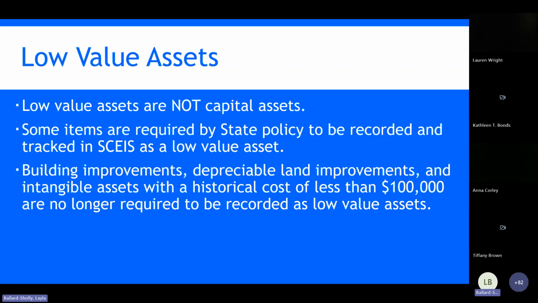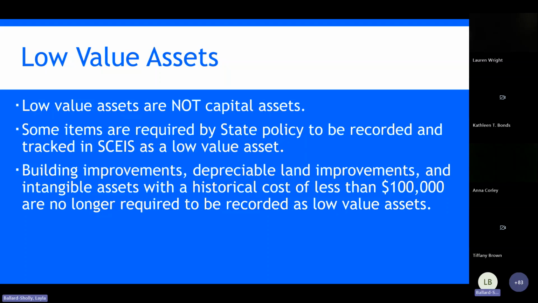First thing, I think there's some confusion with low value assets, partly because they're called low value assets and they're not actually assets at all from a financial reporting accounting standpoint. And they're not capital assets. Low value assets are fully expensed at the time of purchase, and they're not amortized or depreciated like capital assets are. The reason they exist is state policy requires some items to be tracked in SKIS as low value assets.